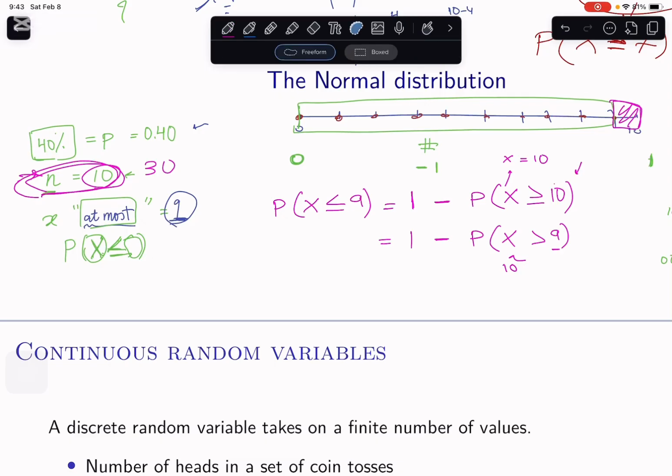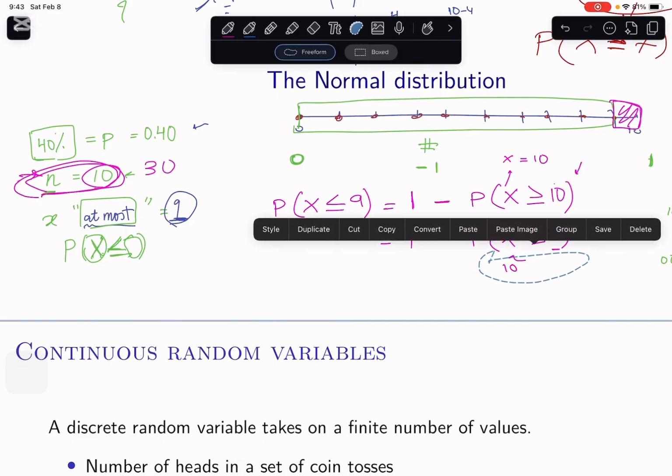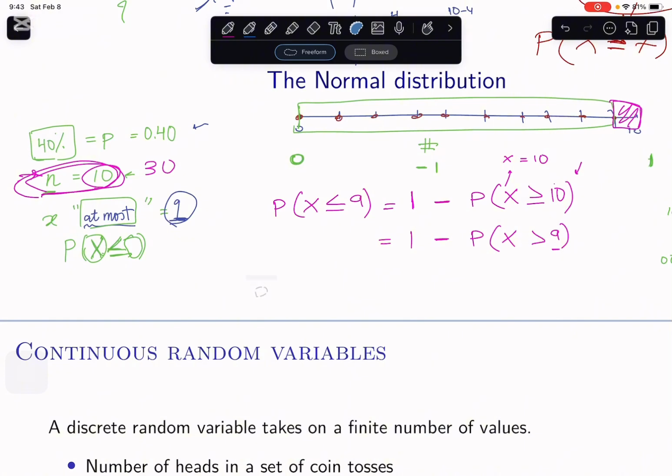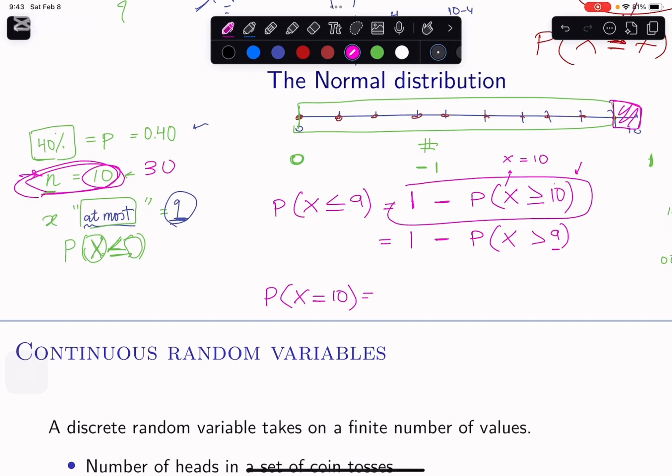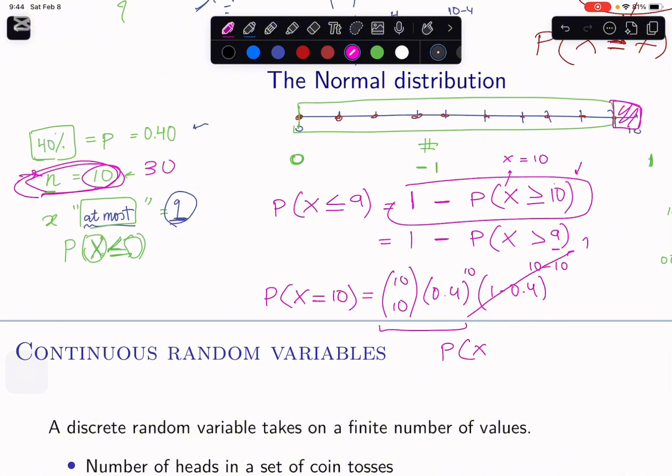So what you're going to do is compute basically P of X exactly at 10, which equals 10 choose 10 times 0.4 to the power of 10 times 1 minus 0.4 to the power of 10 minus 10. Don't let the 10 minus 10 confuse you, it is 0. Something to the power of 0 is equal to 1, so this whole part is equal to 1. You're just going to compute this in the calculator and it gives you P of X at 10.